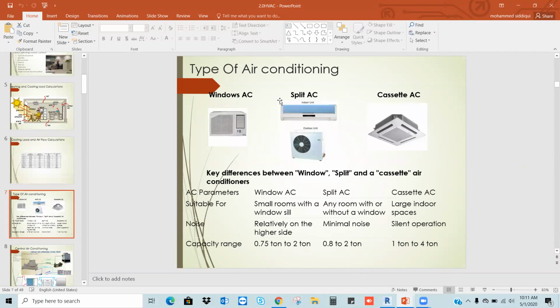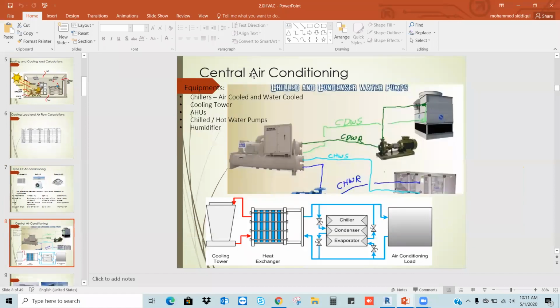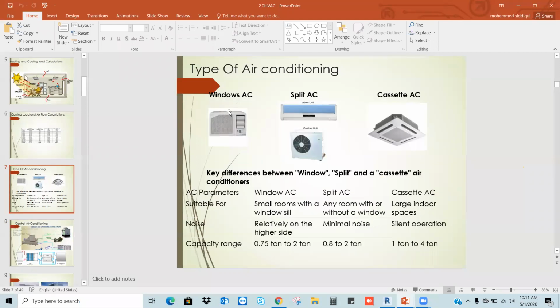If you see air conditioning systems, most people know the different kinds of air conditioning systems we use in residential and commercial buildings. We know window AC, split AC, and cassette AC. And if it is large scale, we go for the central air conditioning system. Before choosing the type of air conditioning system, there are a lot of considerations. As mechanical engineers, you know what we do, so I'm not going to cover that topic. I'm only going to cover what we do in Revit here.